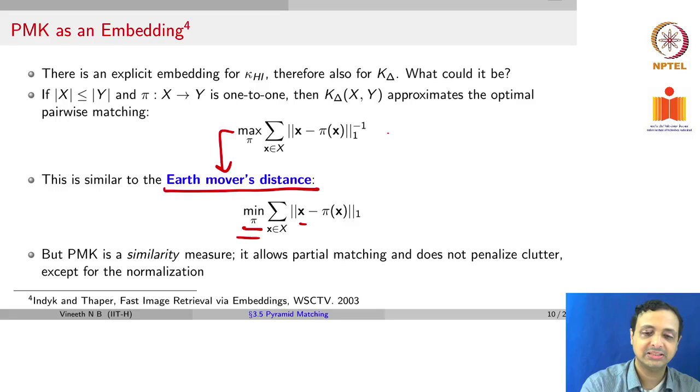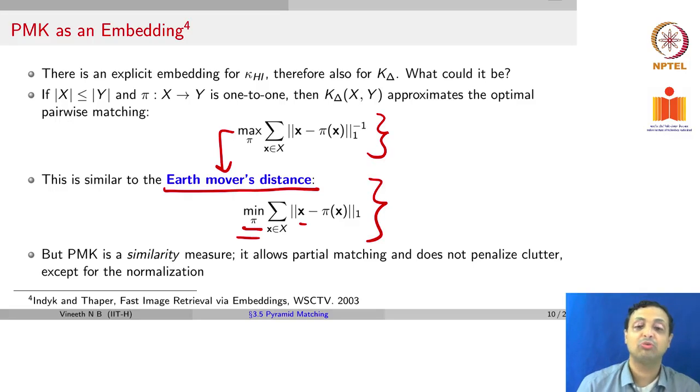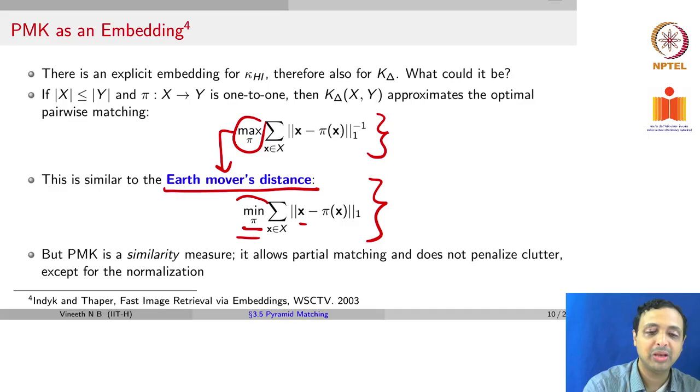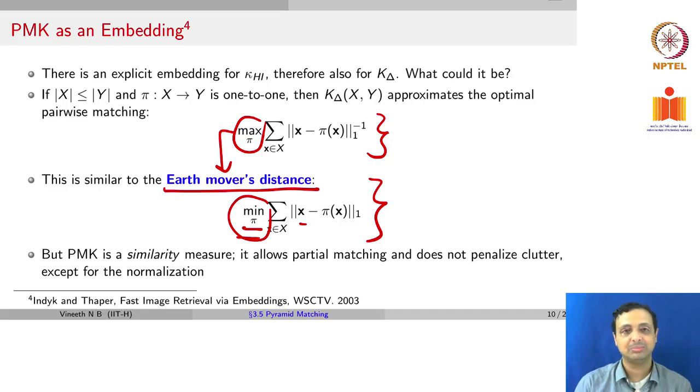Remember that this is a distance metric, while this representation of optimal pairwise matching is a similarity measure, which is why you have a max here and you have a min here. Remember that distance and similarity are complementary ideas. If one is high, the other should be low, and so on.